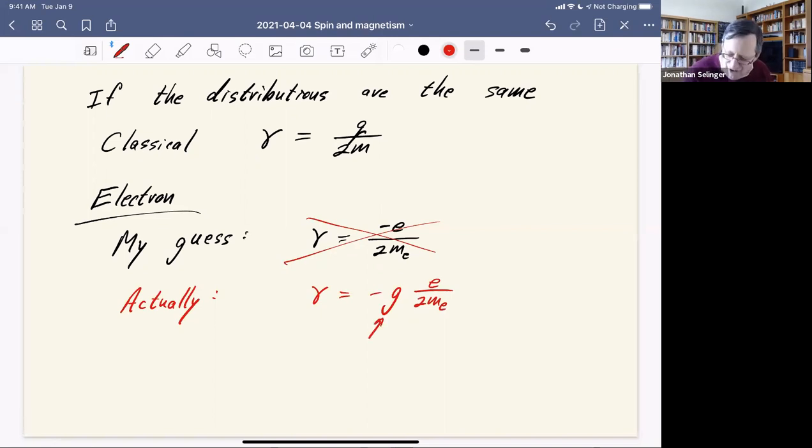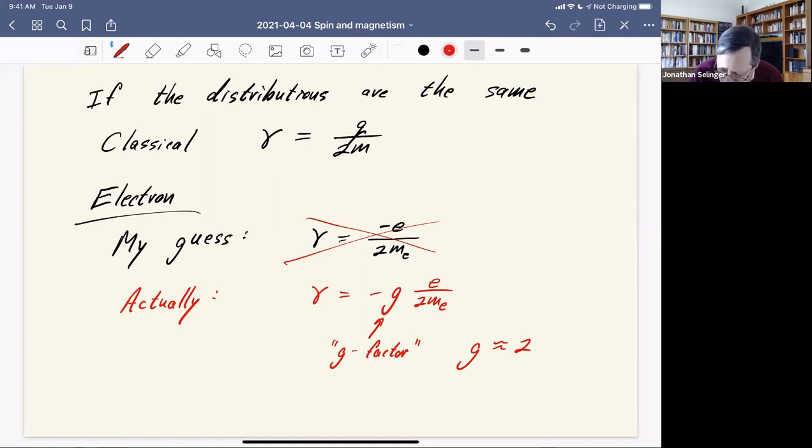And this thing called g, people truly refer to this in quantum mechanics as the g factor. I don't know why they call it the g factor, but they do. And it is approximately 2. So my guess was off by a factor of approximately 2. Now, I have to tell you, weirdly, this g factor for the electron is about the most precisely known number in all of physics.